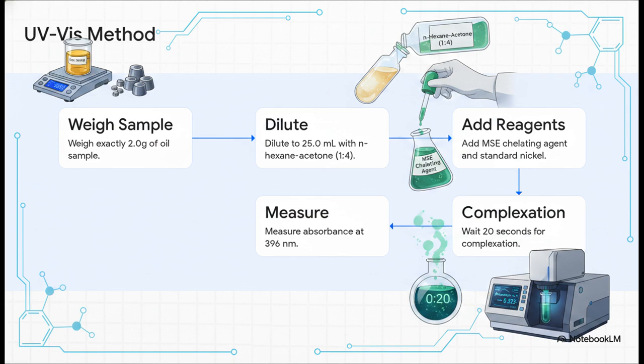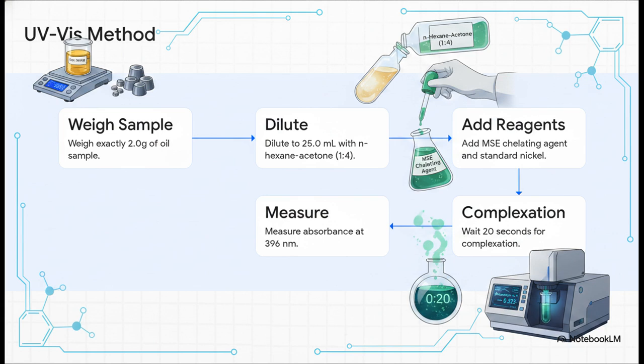First up, we precisely weigh exactly 2.0 grams of our oil sample on an analytical balance. Dilution requires a highly specific mixture of N-hexane and acetone at an exact 1:4 ratio. Why this exact blend, you ask? Because it completely overcomes the natural turbidity and thickness of the complex lipid matrix. It actively strips away the cloudiness to yield a perfectly clear, transparent solution for optics.